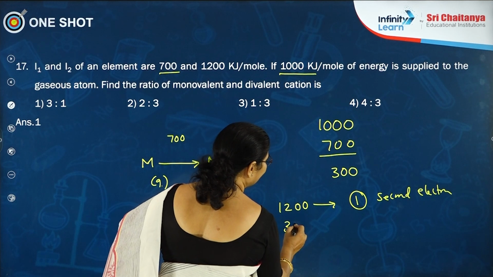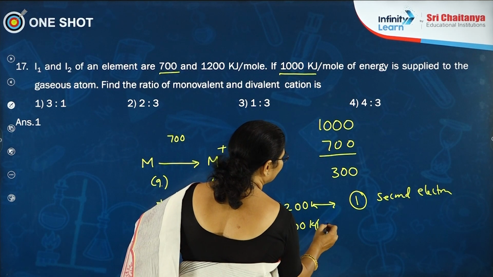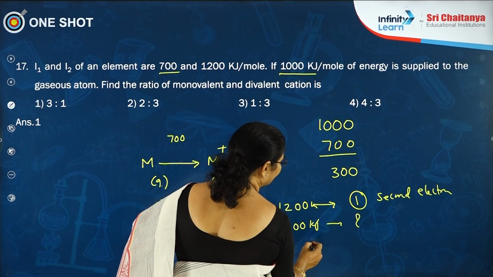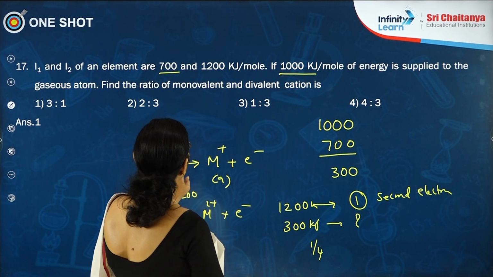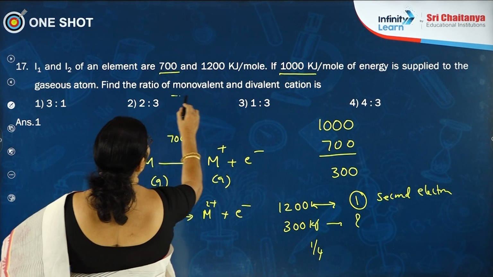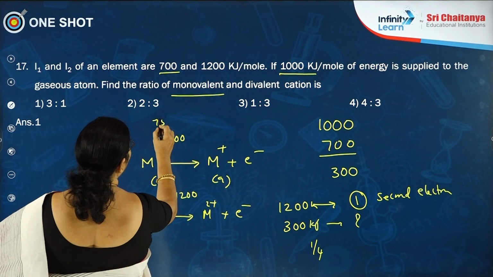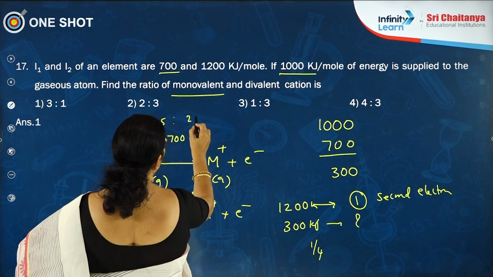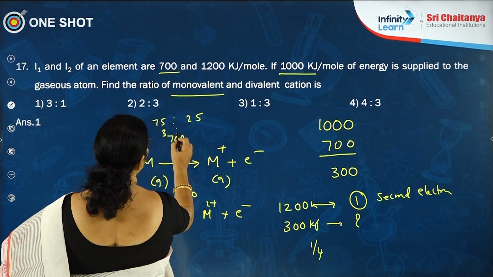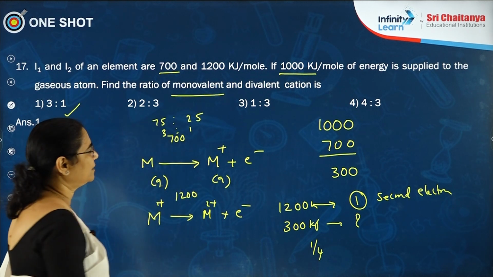Therefore, with 300 kilojoules of energy, how much fraction can we remove? 1/4. So it exists in the ratio: monovalent species is 75%, divalent species is only 1/4, that is 25%. So it is a 3:1 ratio. The first option is the right answer.